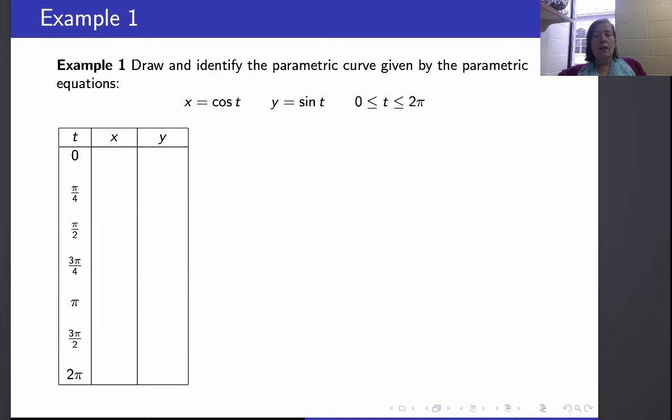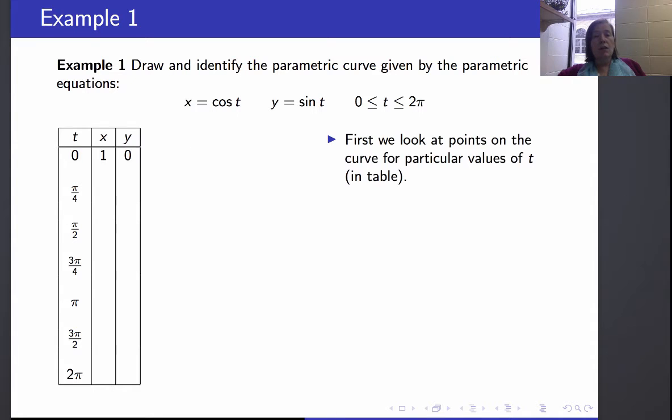Well, let's draw and identify the nature of the parametric curve given by these two equations. The x-coordinate for any given t is cosine of t, and the y-coordinate for any given value of t is sine of t. And we're allowing the t to run from 0 to 2 pi. So let's start with the initial point when t equals 0. This gives me a value of x equals cosine of 0, which is 1, and a value of y equals sine of 0, which is 0.